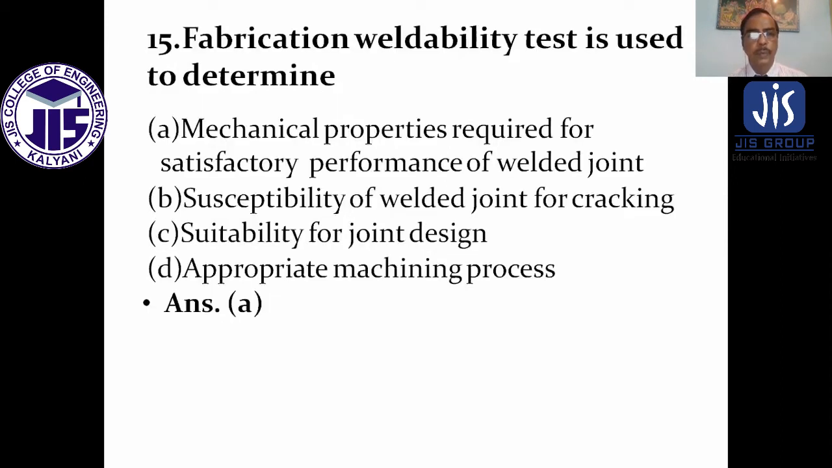Answer is A. 15. Fabrication weldability test is used to determine: A. Mechanical properties required for satisfactory performance of a welded joint. B. Susceptibility of the welded joint to cracking. C. Susceptibility for joint design. D. Appropriate machining processes. So the fabrication weldability test is used to determine the mechanical properties required for satisfactory performance of a welded joint. That is correct. So answer is A.